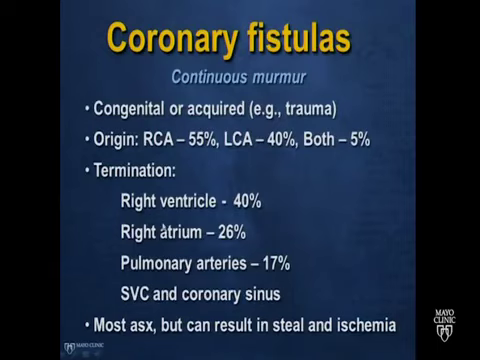Coronary fistulas can be acquired or congenital. They occur with about the same frequency from the right or the left, and they can terminate anywhere, but usually on the right side of the circulation: RV, RA, pulmonary arteries, or the coronary sinus. Most of the time, coronary fistulas are asymptomatic, though there are reports of patients with steal and ischemia.